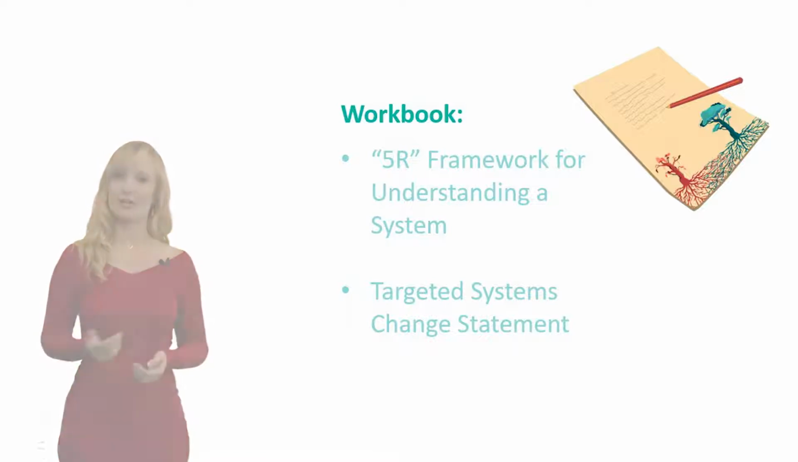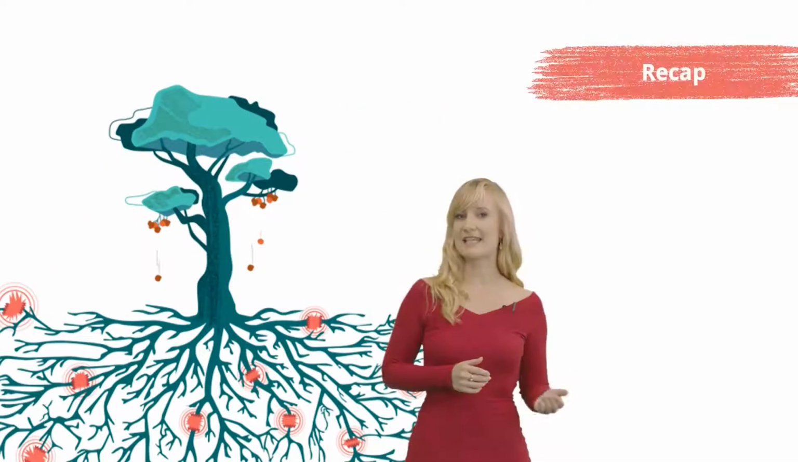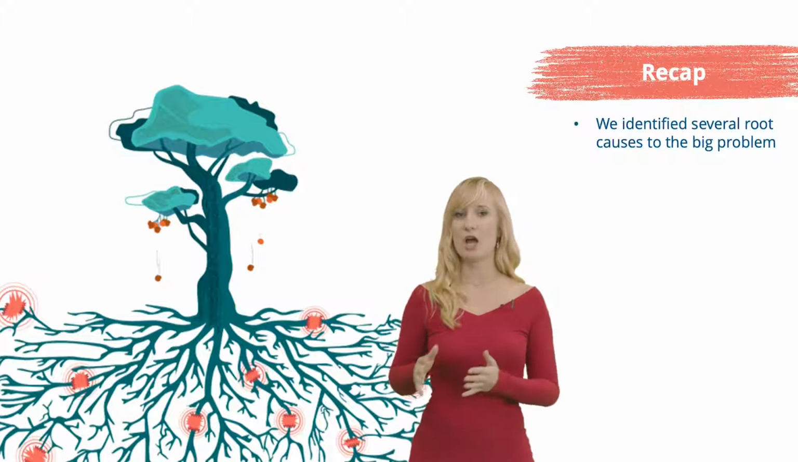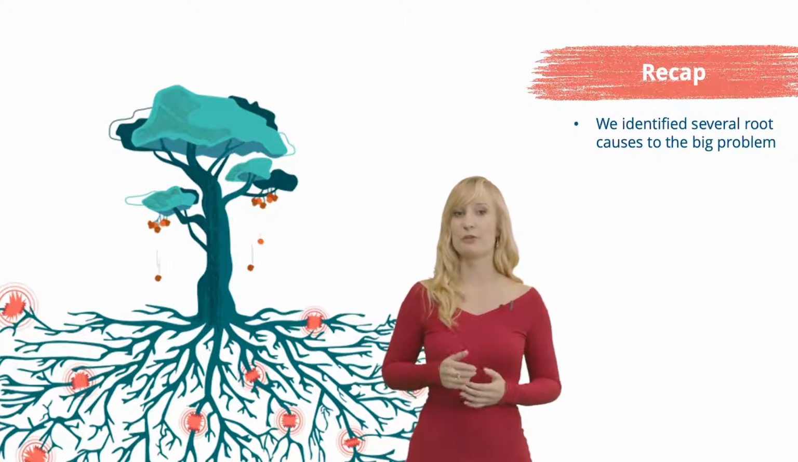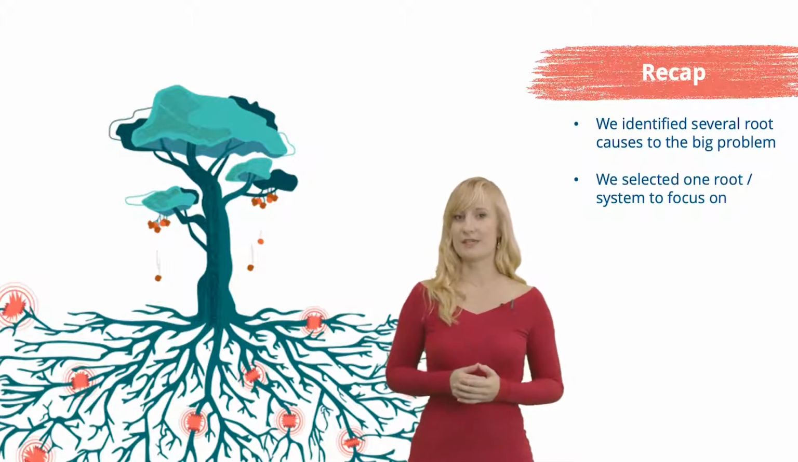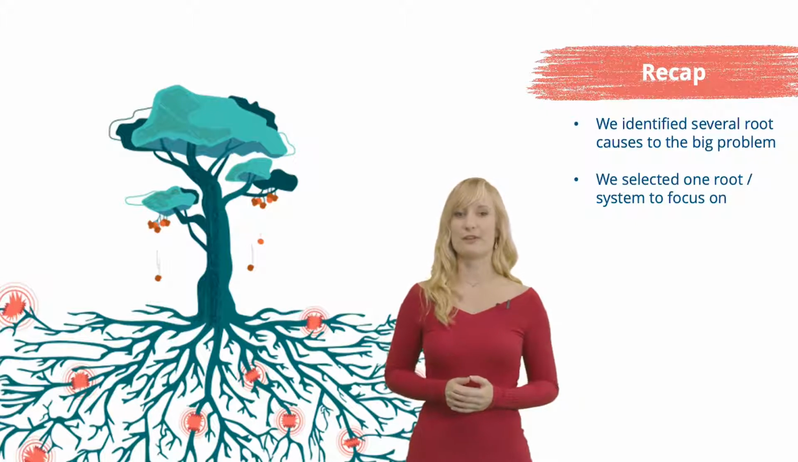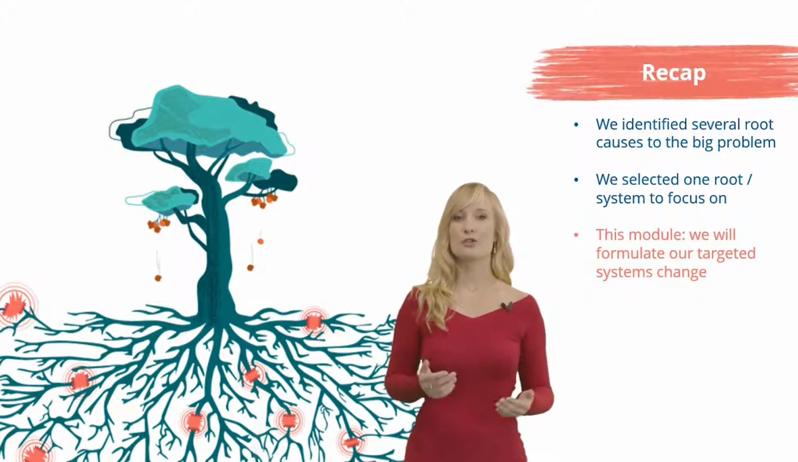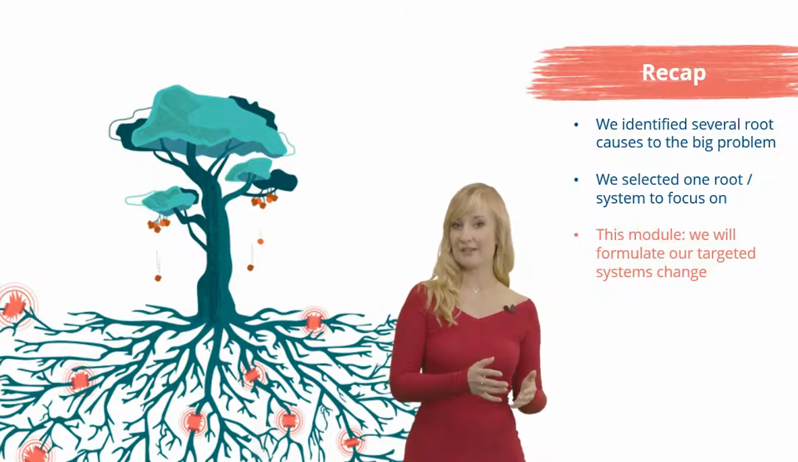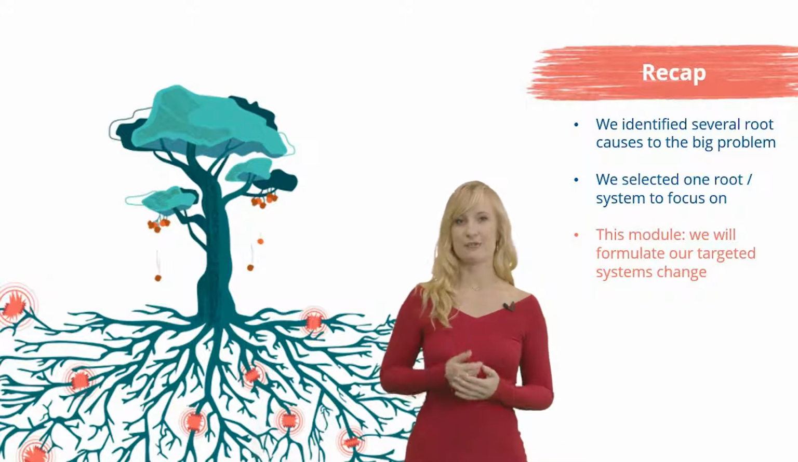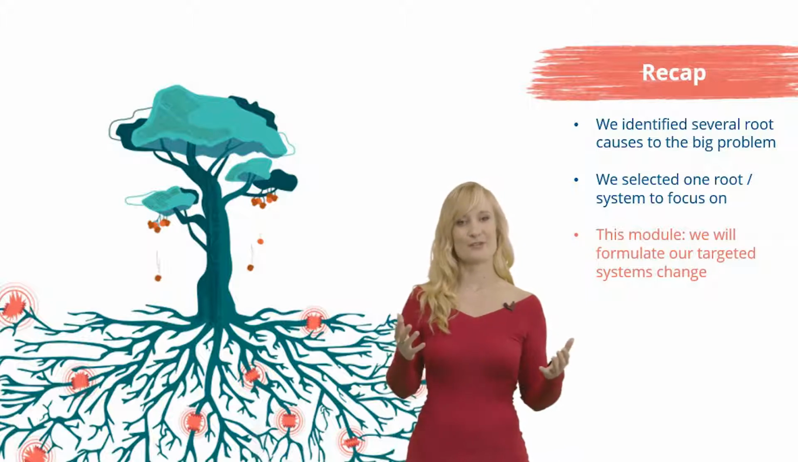Let's look at where we are in the journey. We concluded the last session by identifying several root causes to the big problem, the roots of our hurt tree, and formulating systems that are behind each root cause. You selected one root that needs nurturing, a system that you want to focus on. In this module, we will zoom into the selected root of the tree and, through careful analysis and iteration based on feedback, improve its conditions so that the tree can flourish.